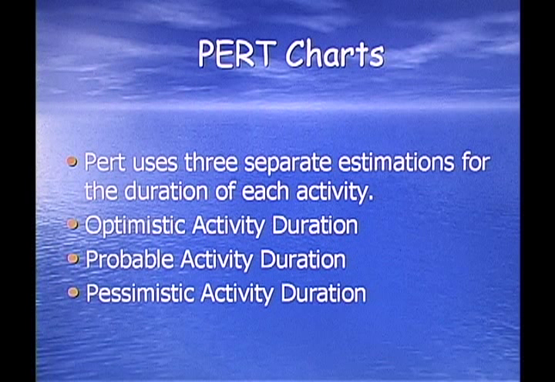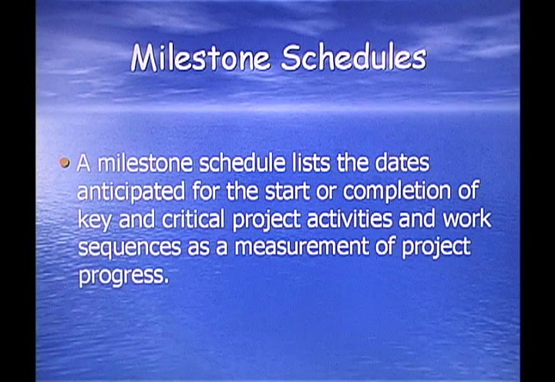PERT charts. PERT uses three separate estimations for the duration of each activity: optimistic activity duration, probable activity duration, and pessimistic activity duration. Milestone schedules. A milestone schedule lists the dates anticipated for the start or completion of key and critical project activities and work sequences as a measurement of project progress.